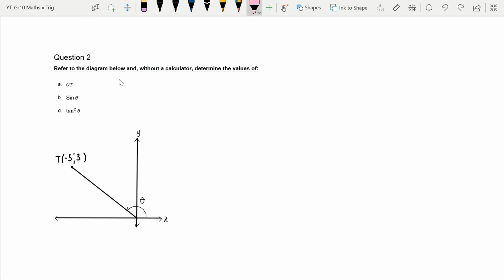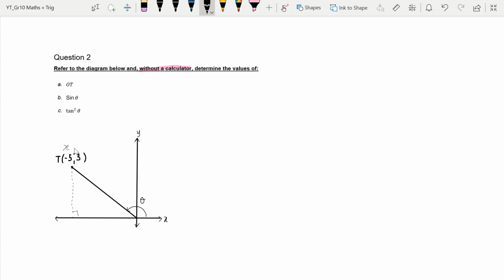Refer to the diagram below and, without a calculator, determine the values of, and then we've got 3 questions that we need to answer there. All right, do you see that with this one, we are in the second quadrant? So let's just quickly go and create a 90-degree triangle for ourselves.